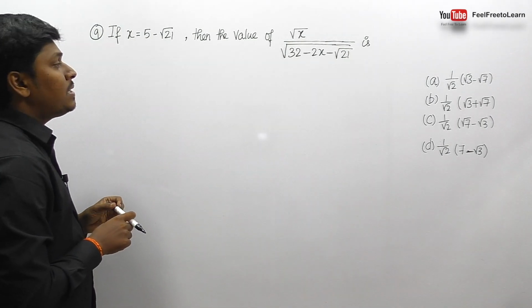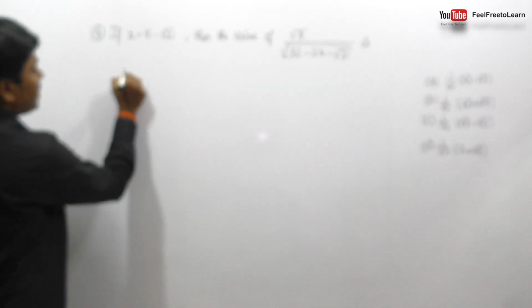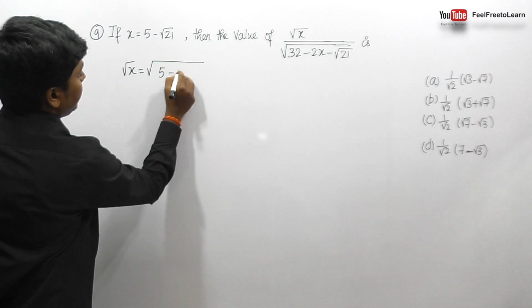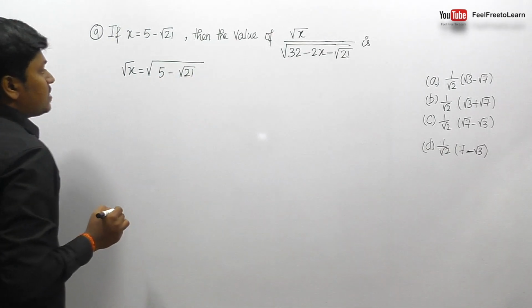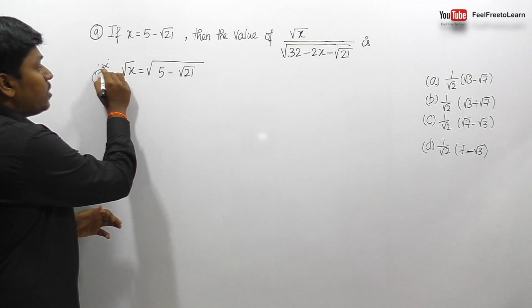So let me do one thing, friends. First of all, let me find the answer for the numerator. So the numerator will be root x, so root x is equal to root of 5 minus root of 21. So friends, listen carefully. While solving question number 7 itself, I told you one thing, right?